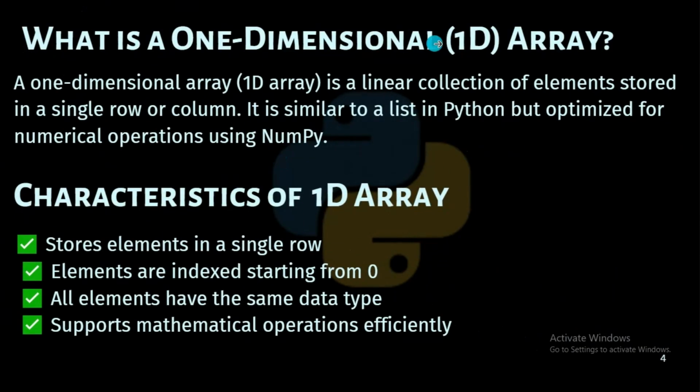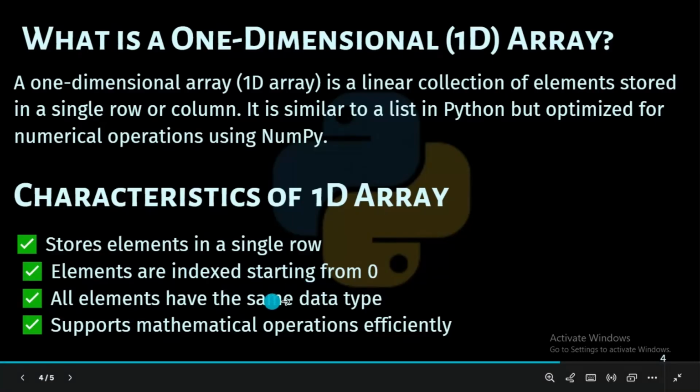What is a one-dimensional array? A one-dimensional array is a linear collection of elements stored in a single row or column. It is similar to a list in Python but optimized for numerical operations using NumPy. Let us understand the characteristics of a 1D array. It stores elements in a single row. Elements are indexed starting from 0. All elements have the same data type, and it supports mathematical operations efficiently.